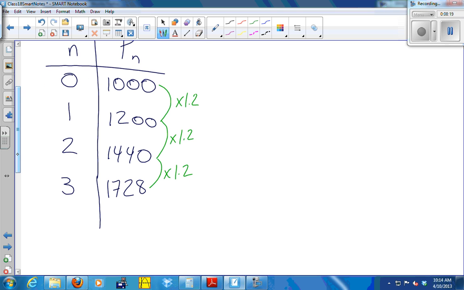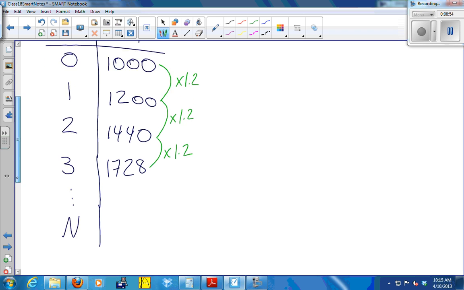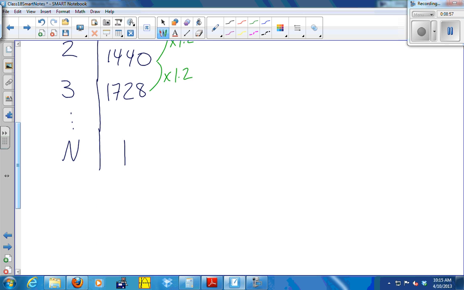So if I want to know the population at year n, how could I figure it out? Well, that would give me the population at year 4. But if I want to know the population in any general year, like if I wanted to know the population in year 20, what would I do? Yeah, a recursive one would say, take the year before and multiply it by 1.2. So my population the year before the nth is the n minus first, and I would multiply that by 1.2.